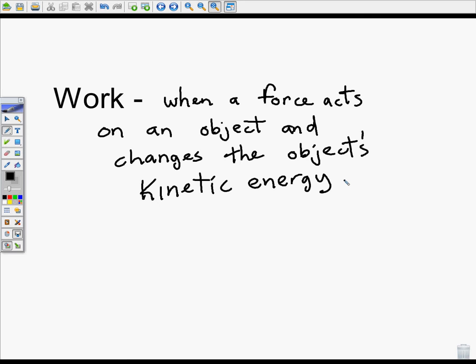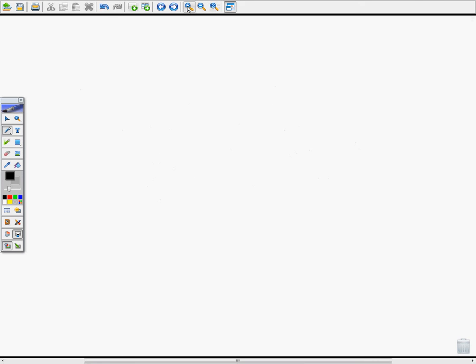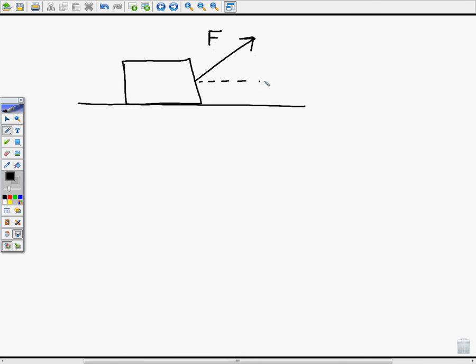If you want to calculate work, what you have to do is take the component of the force and multiply it by the direction that the object is moving. For example, you have an object, you have a force, this is theta, and the object moves forward, displacement x.